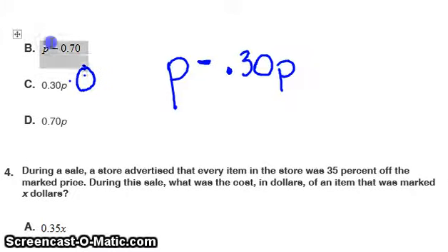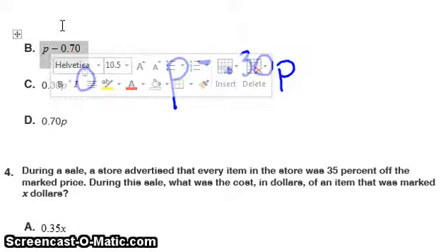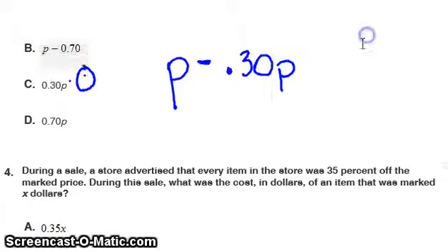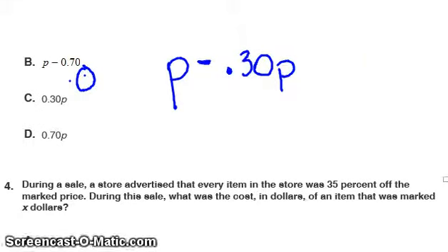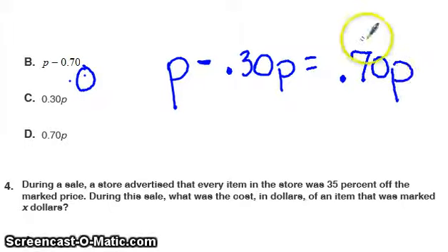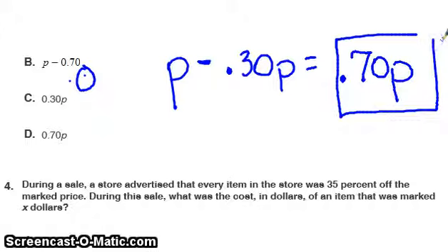Okay, now this 0.70 is what you would get if you'd already subtracted. That's the solution to this. So if it were just plain 0.7p, that would work. Okay, 0.30p tells us just the amount of the discount. It does not tell us the amount that we end up paying after the discount. 0.7p is how much we pay after the discount, so D is the correct answer choice there.